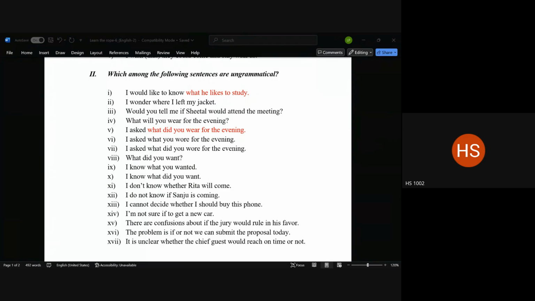Then comes the ninth one: "I know what you wanted." Ma'am, complex sentence. And what is the question clause here? "What you wanted." So is this grammatically all right? Yes, ma'am. This is all right, because the tense is intact. The tense is on the verb and it is intact. So this is right.